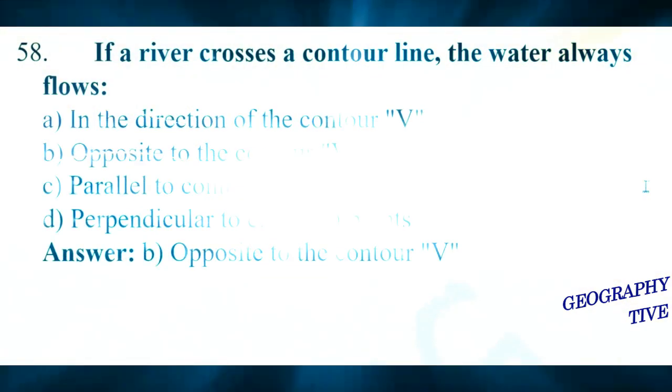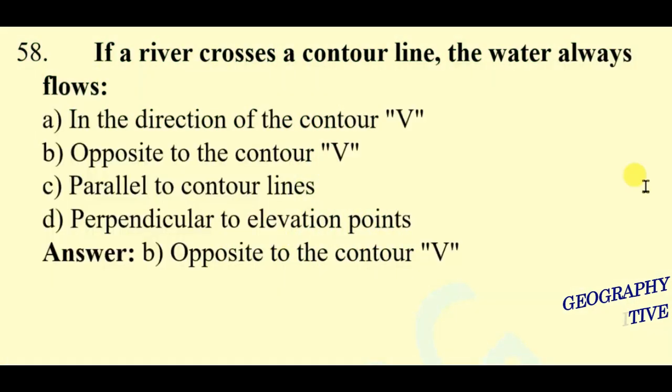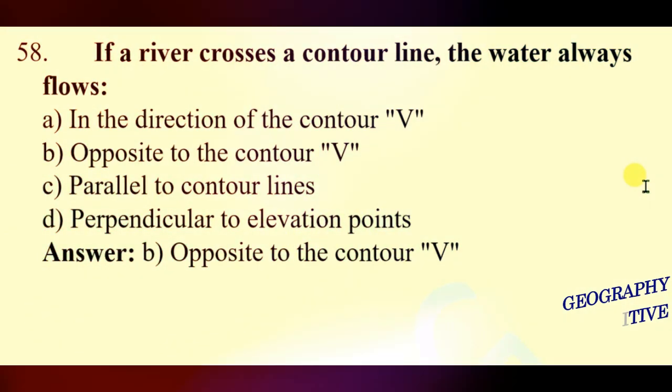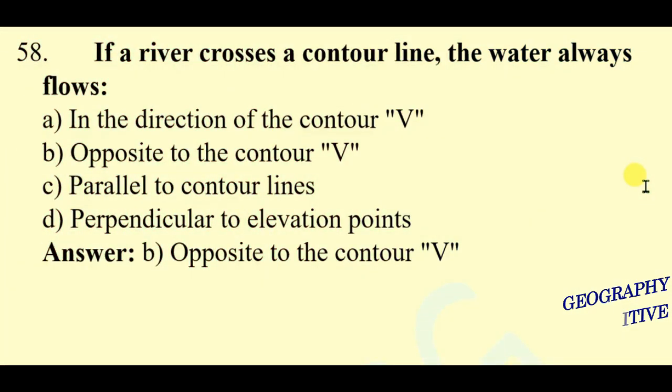Question 58. If a river crosses a contour line, the water always flows in the direction of the contour V, opposite of the contour V, parallel to contour lines, perpendicular to elevation points. Here the right answer will be opposite to the contour V. Think that this is a river. It is flowing towards this direction. The contour lines will be this set.